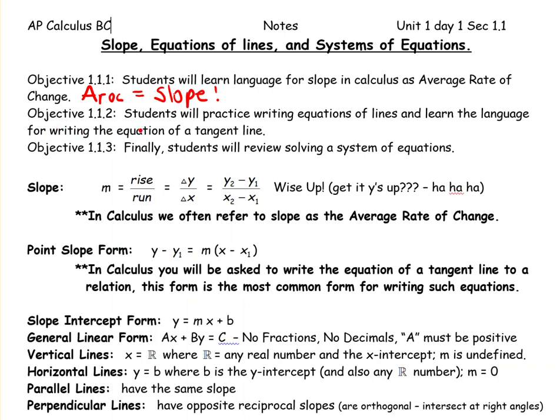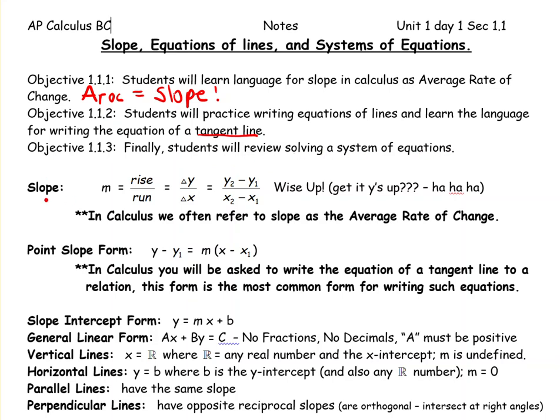Our second objective is going to be that students will practice writing equations of lines and learn the language for writing the equation of a tangent line. And once again, that's what calculus likes to refer to them as, tangent lines. It's no different than writing the equation of a line. And our third objective for today, students will review solving a system of equations.